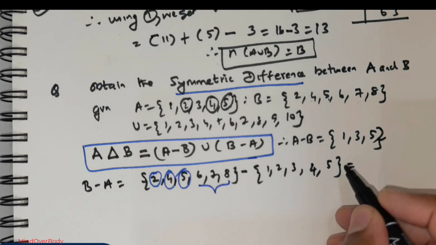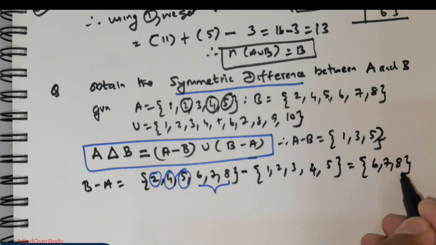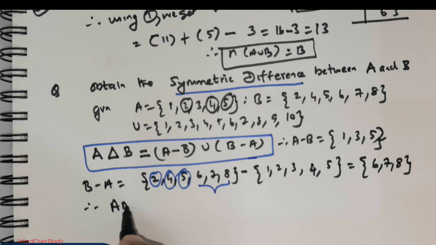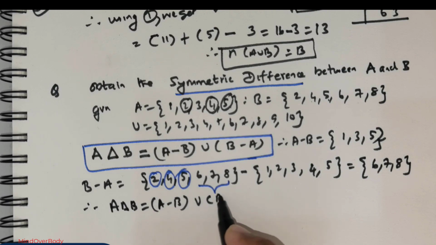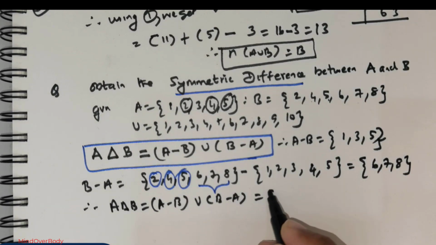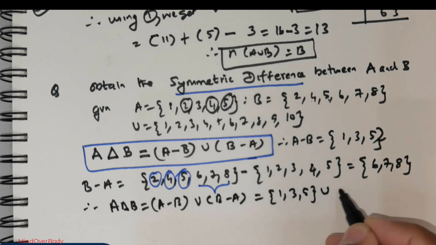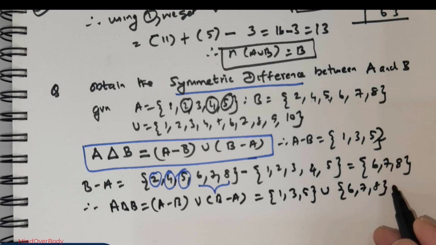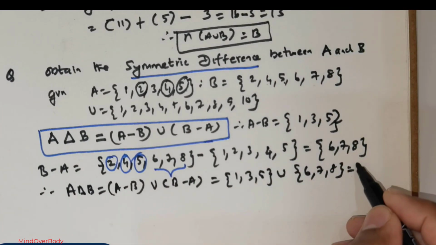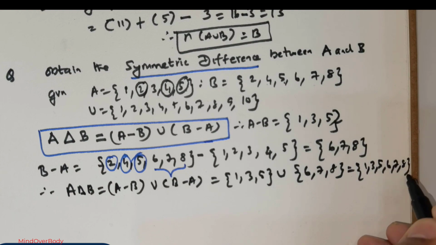So that is going to be B difference A. So we got 6, 7 and 8. Therefore symmetric difference A delta B is equal to A difference B union B difference A. A difference B is 1, 3, 5. Union B difference A is 6, 7, 8. This is equal to 1, 3, 5, 6, 7 and 8.